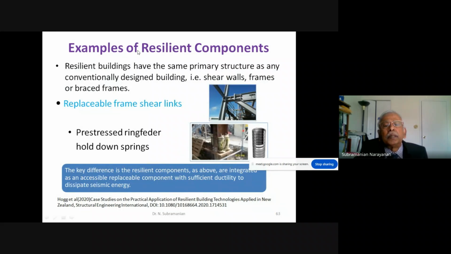So there are several examples of resilient components that have been developed and adopted in New Zealand. They are replaceable shear links like this, and ring feeder hold-down springs like this. The key difference is that the resilient components above are integrated as an accessible, replaceable component with sufficient ductility to dissipate seismic energy. Of course, I will show a few more examples in the next slide.